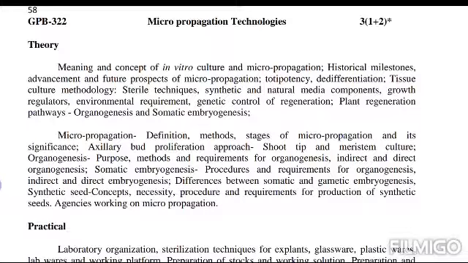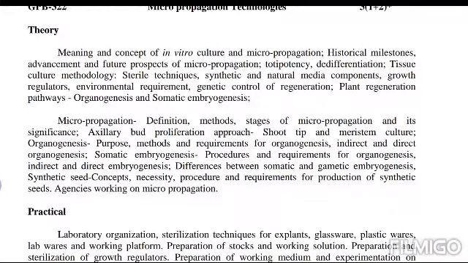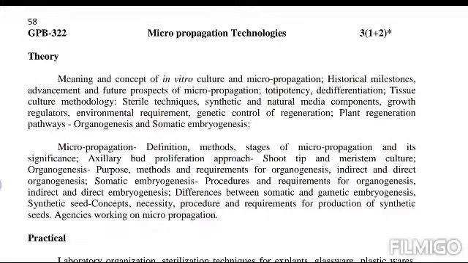Here the theoretical part includes meaning and concept of in vitro culture and micropropagation, historical milestones, advancements and future prospects of micropropagation, totipotency, dedifferentiation, tissue culture methodology, sterile techniques, synthetic and natural media components, growth regulators, environmental requirements, genetic control of regeneration, plant regeneration pathways like organogenesis and somatic embryogenesis.